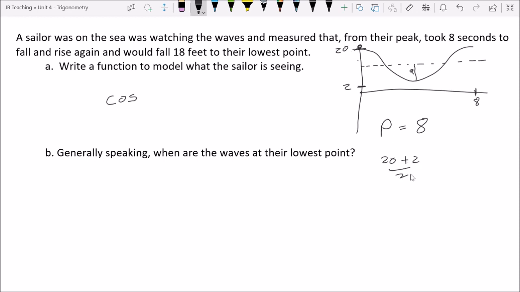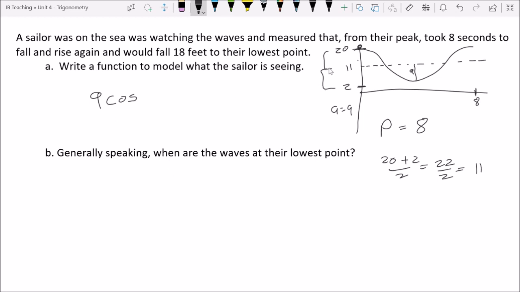So I'll do 20 plus 2 over 2. That's 22 over 2, and so that would be 11. So if this is 11, that would tell me that the amplitude, the distance from here to here, and from here to here, looks like that distance is 9. So I make a note, the amplitude is 9. So I'm going to throw a 9 over here. So I have 9 cosine.